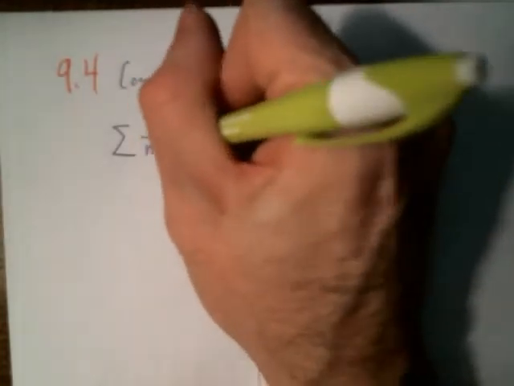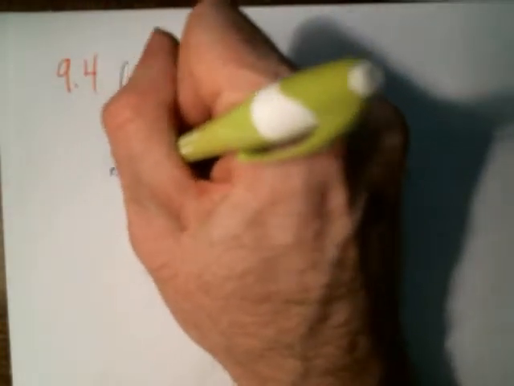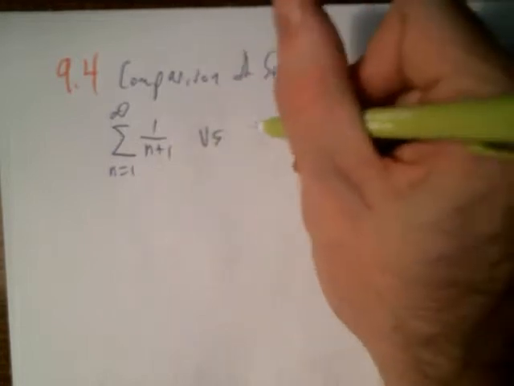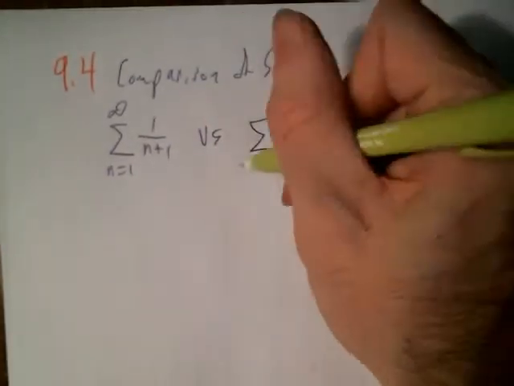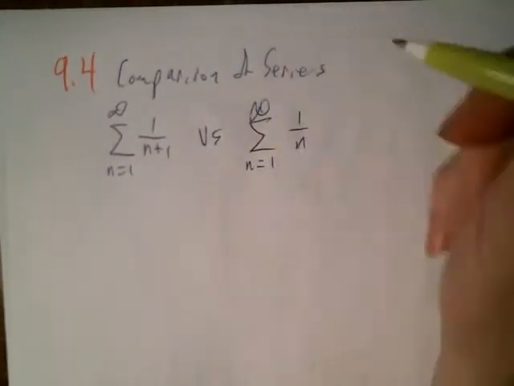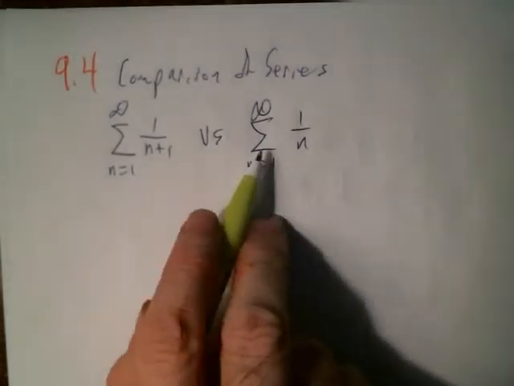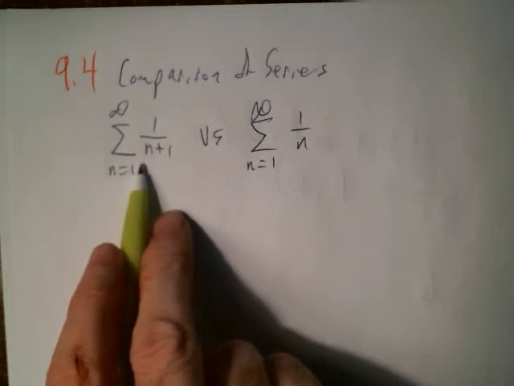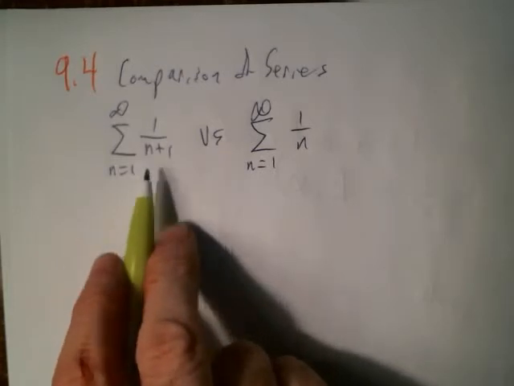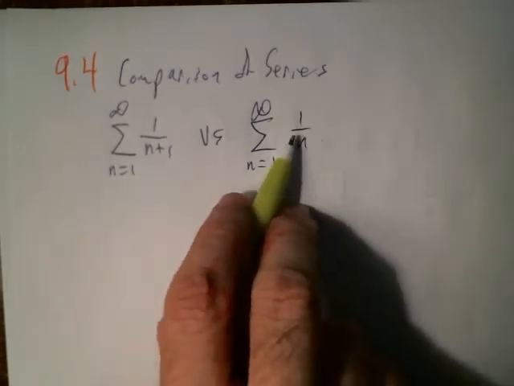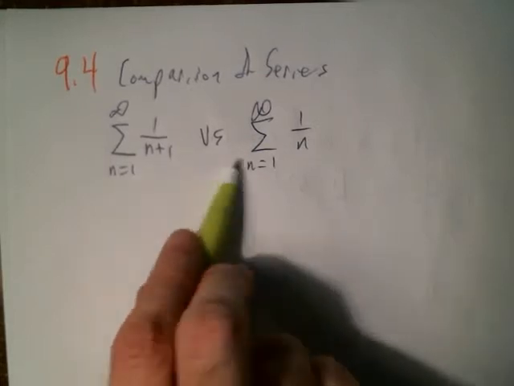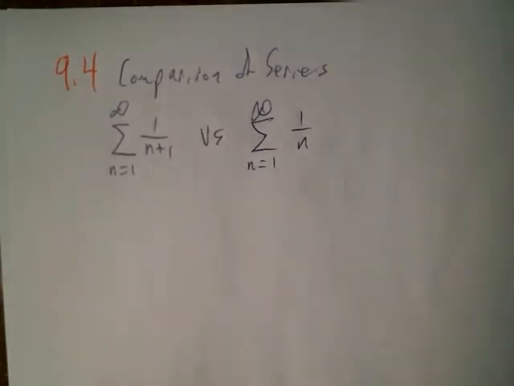You'll see in a series like 1 all over n plus 1 from n equals 1 to infinity versus the series of 1 all over n from n equals 1 to infinity. These guys are pretty similar. I mean, this is just the harmonic series missing one of the terms, basically. It's missing one. Anyways, they're both going to diverge. Okay? And generally, you don't want to make that kind of assumption.